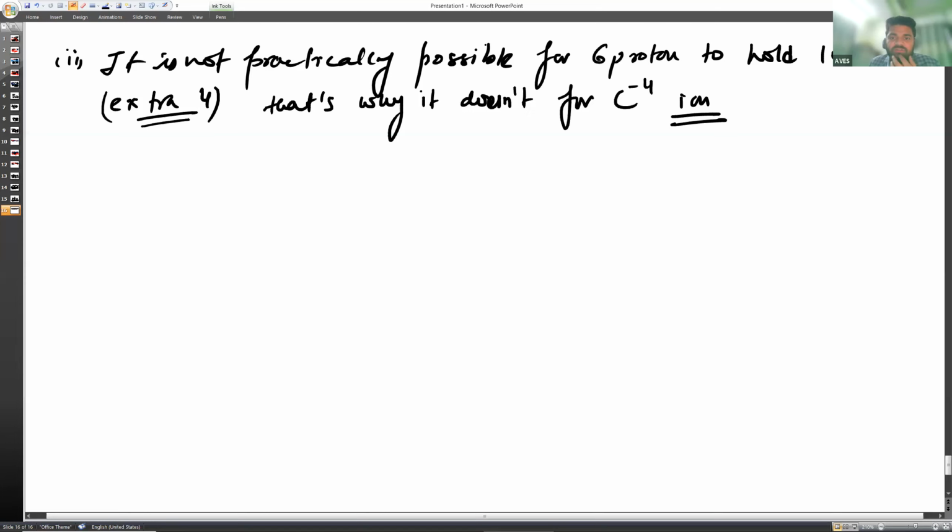Draw the structure of the same question. Draw the structure of the first member. Here is the next question. What is that next question? In the same question, it is asked that also state the reason why it formed covalent bond. So the reason for this one, why it formed the covalent bond.